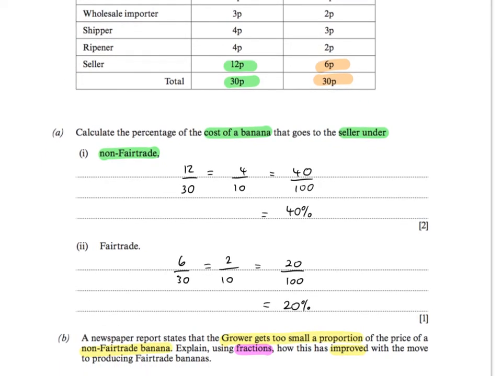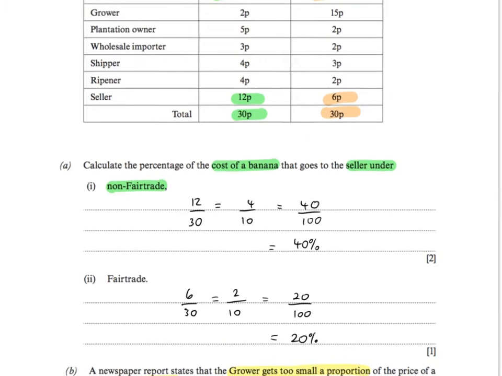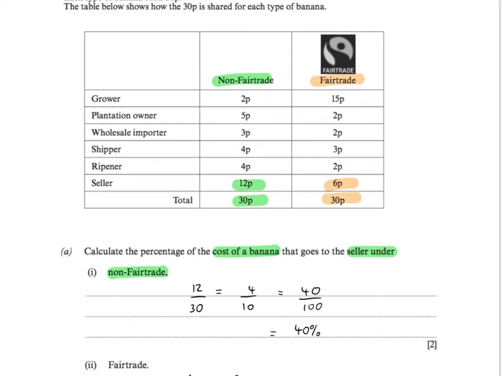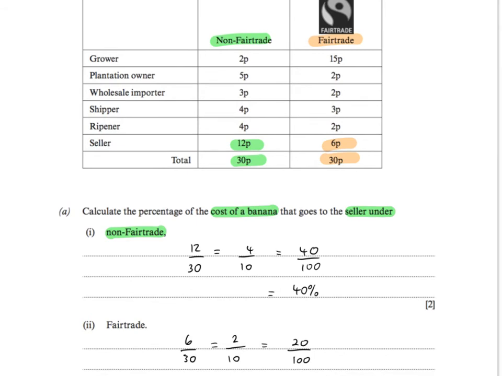This bit here I found bizarre, because I had to look at the mark scheme to think, have I actually done enough to get these marks? It says, a newspaper report states that the grower gets too small a proportion of the price of a non-fair trade banana. Explain using fractions, so we have to use fractions, not percentages here, how this is improved with introducing fair trade bananas. So we're looking at the grower, okay? If you come back up to the table, we're looking at there and there. All we have to do is work out the fraction that the grower gets, which is 2 out of 30, compared to 15 out of 30. That's it for 2 marks.